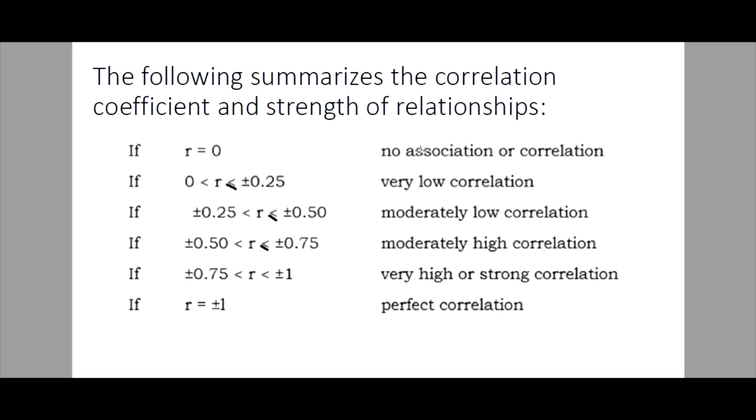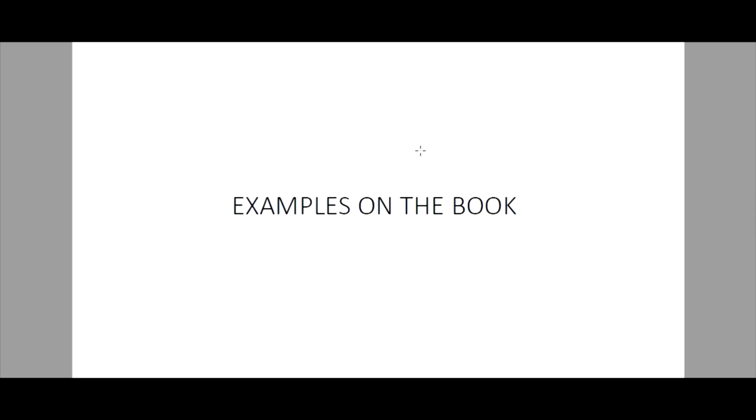So we have this summary of the correlation coefficient and strength of relationships. If you search on Google, you can find other summaries also. But for us, we will be using this summary. Now remember, correlation measures the association or the strength of the relationship between two variables.